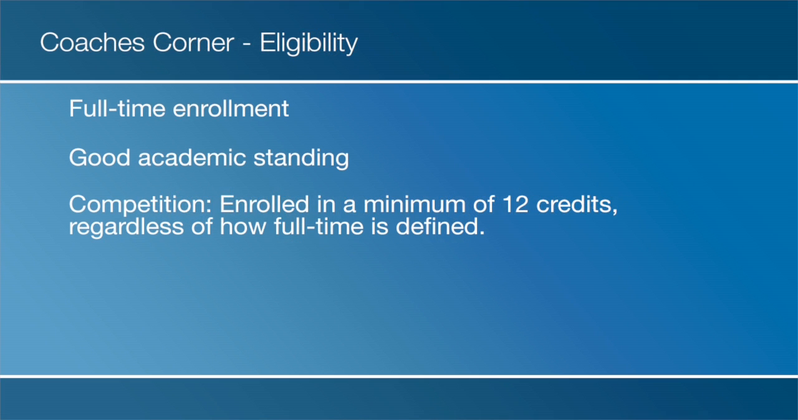For your student athletes to be eligible to practice and compete, they must be enrolled full-time and be in good academic standing at your institution. In addition, for purposes of competition, they must be enrolled in at least 12 credits, regardless of how your institution defines full-time status. For most of you, those requirements are the same.